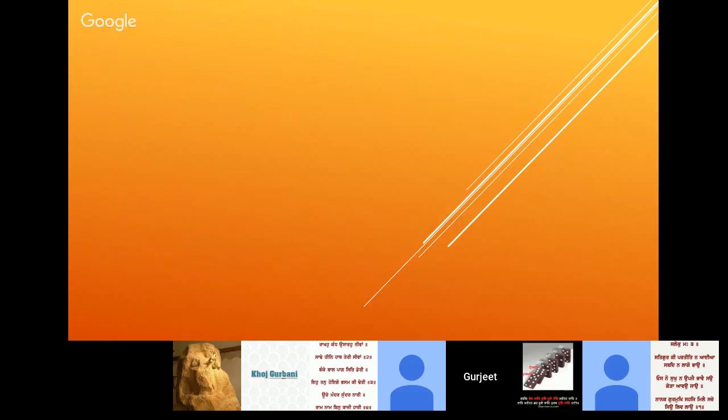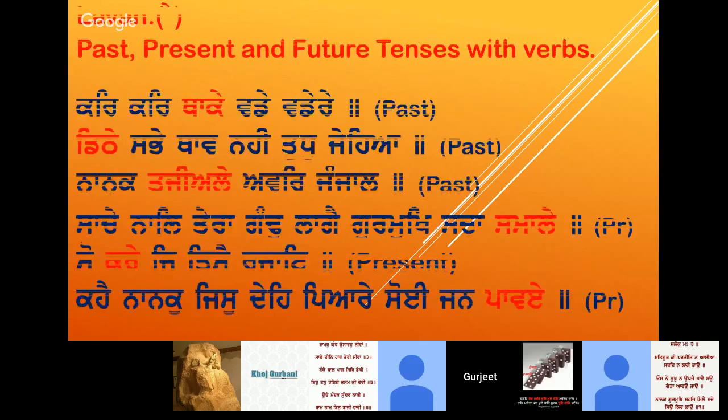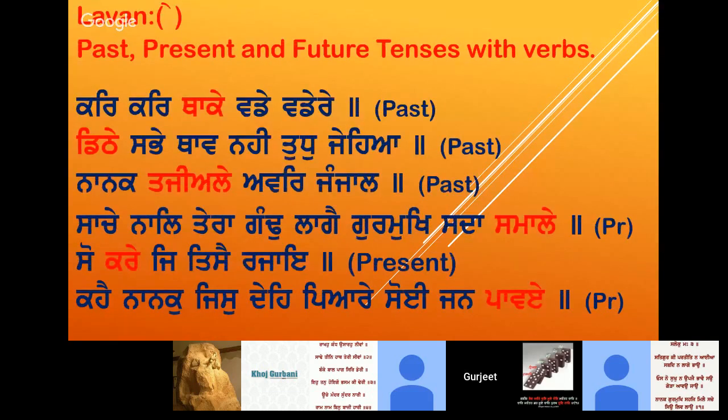Next we go to la. We have the la and the la. The past, present, future tenses can be very clearly shown by using a la. Some examples are there. Kar kar thakke bade badere. They have already done it. Ditthe sabbe thao nahi tud jeheya. And Nanak tajiyale avar janjal, that I've already left all those janjals. Then in a present tense, Sache naal tera gand lage gurmukh sada samale. This is in the present stage.